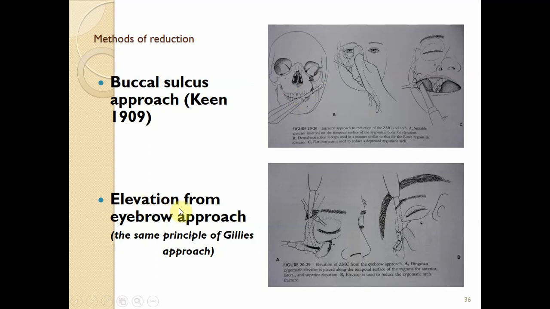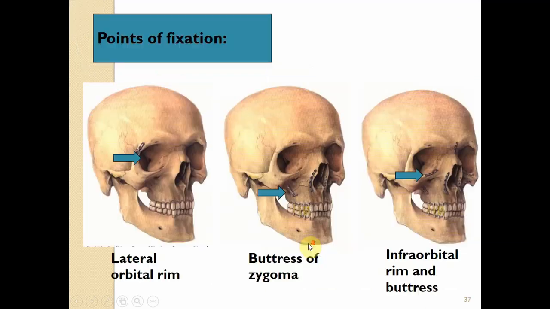Next is the elevation from the eyebrow approach. Where the elevation is done, a supra-orbital incision is placed, and below that we place a Dingman zygomatic elevator, and the fracture site is reduced using inward and outward motion of the elevator. Next, the points of fixation of the mini plates.